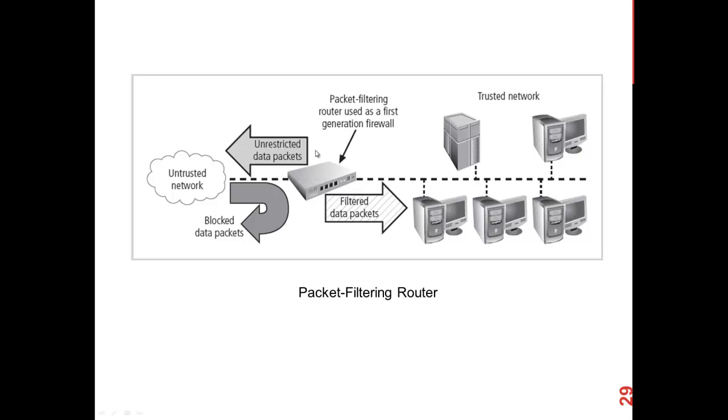And here's a little image of a packet filtering router used as a first generation firewall, and you can see that it is the furthest device away from your trusted network. In this particular picture, there's nothing else behind it, so it's blocking data packets that are not specifically designated for the internal network, and unrestricted data packets are allowed to go out.